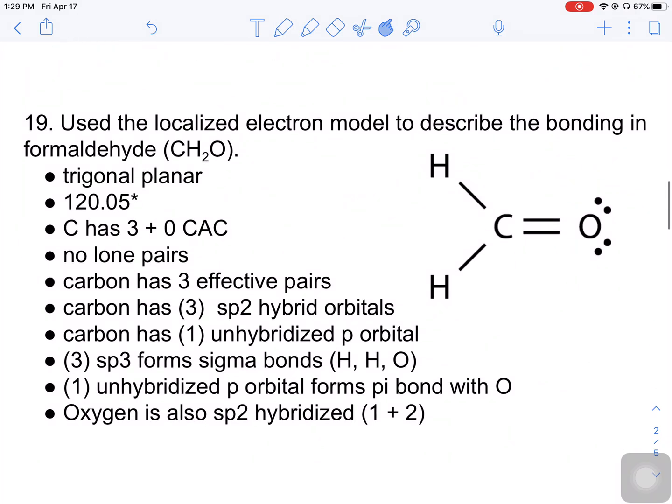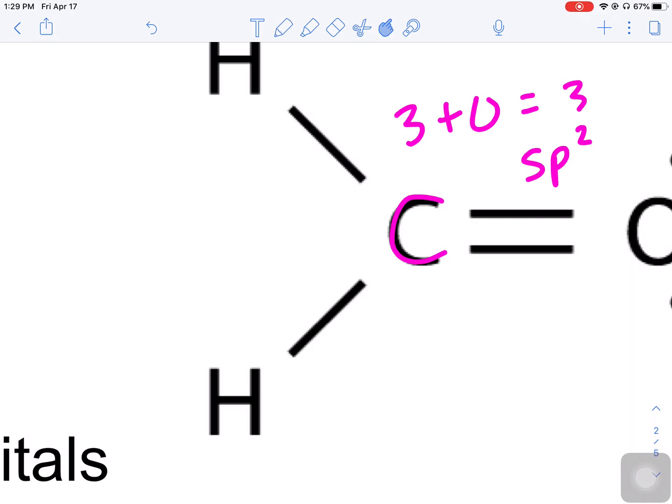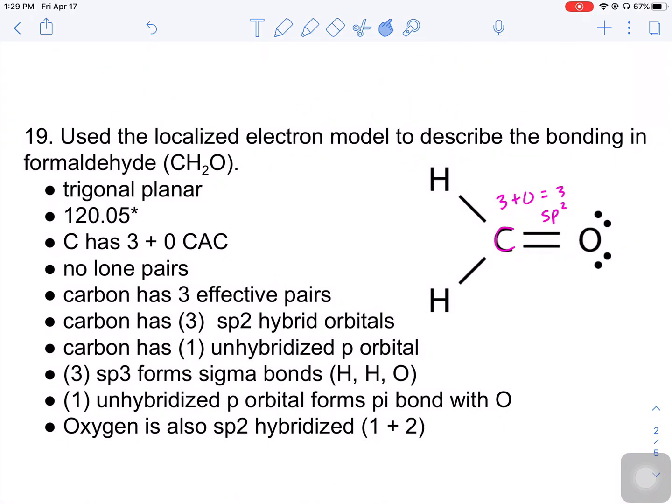Let's look at another example. Let's look at formaldehyde. So carbon is our central atom. Carbon has 3 neighbors. Carbon has 0 unshared pairs. The sum of that is 3. If the sum of neighbors and unshared pairs is 3, it is going to be sp2 hybridized. And if it's sp2 hybridized, it's going to be trigonal planar, and the bond angle is going to be about 120 degrees. So when we look at this molecule, carbon forms a sigma bond with one hydrogen. Carbon forms a sigma bond with the other hydrogen.